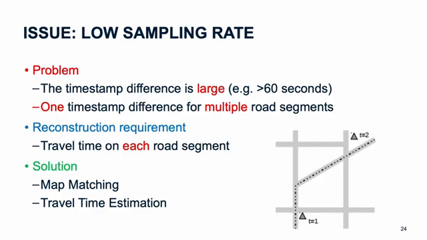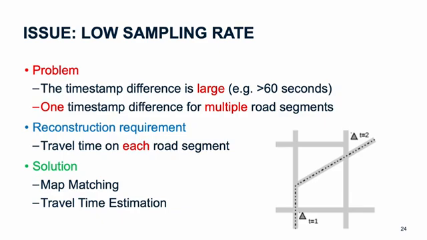There are several issues, however, regarding the use of GPS data. First of all, GPS data usually has a low sampling rate. This is an issue because during that time, a car can travel multiple road segments, and we only have one timestamp difference between all of them. As part of the reconstruction requirement, we really want the travel time on each one of the individual road segments, which generally speaking is not collected in the GPS data.